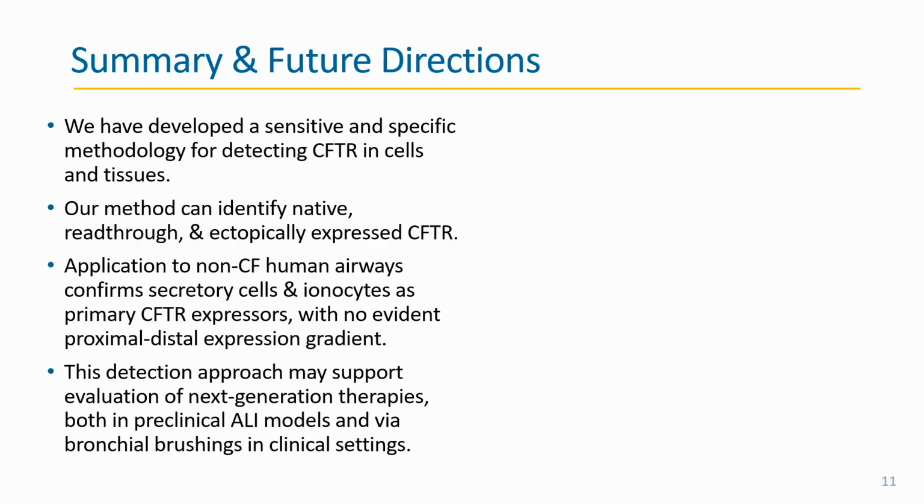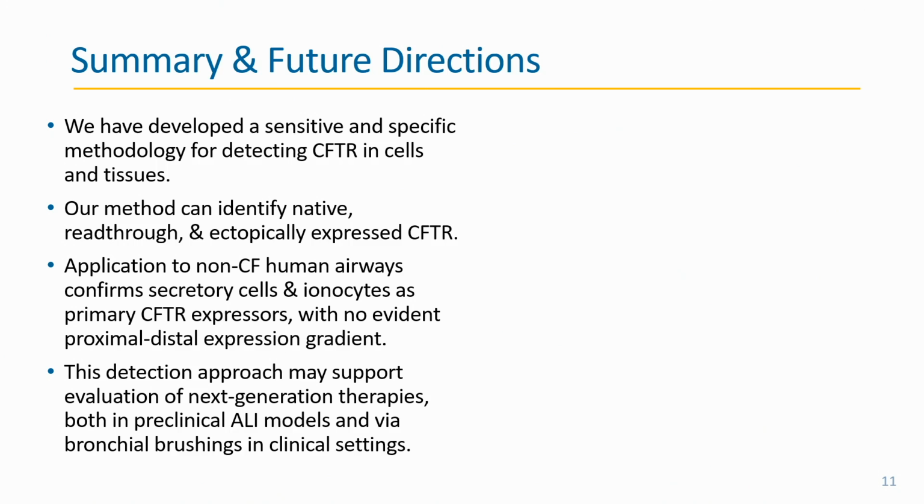So overall, what I've been able to show you today is that we have a protocol that is highly sensitive and highly specific for immunostaining of CFTR across multiple different landscapes, including cell cultures and tissues. And this protocol is capable of identifying native, read-through, and ectopically expressed CFTR. When we look at the expression pattern of CFTR in the human airway, while it doesn't differ too much in terms of overall expression pattern, moving proximal to distal, and we mostly see it in secretory cells and ionocytes, that subtype of secretory cell may differ depending on where you are in the airway.